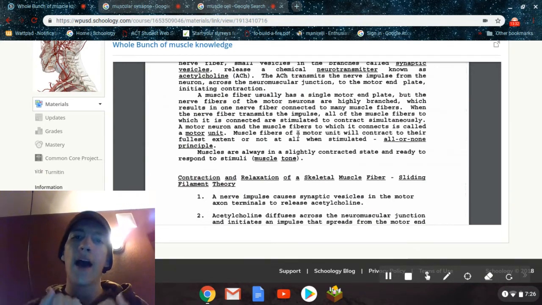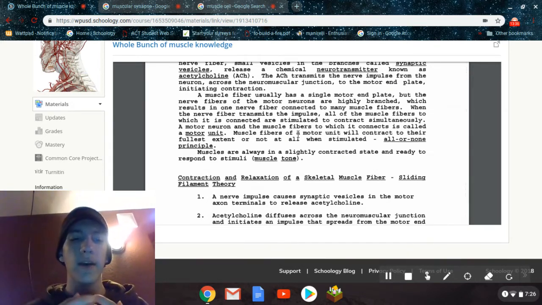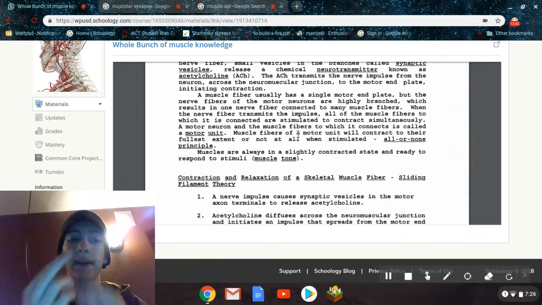So you remember how some muscles are classified by shape? There are a few main shapes. Pennate, like a feather. Multipennate, like lots of feathers.